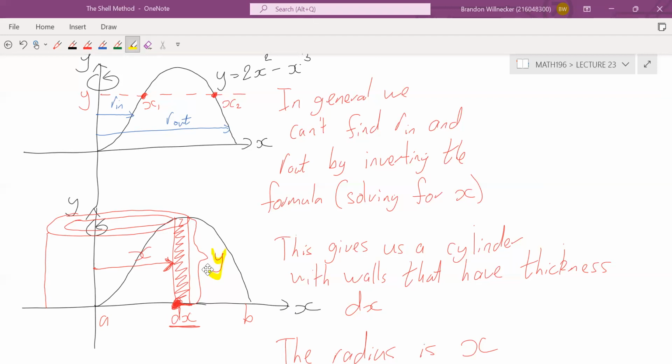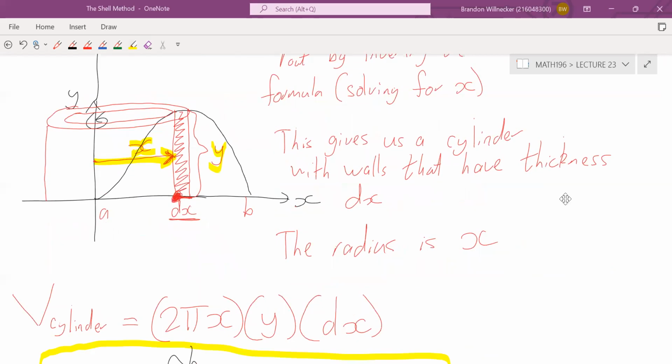What's the radius of the cylinder? The radius is the distance from the center of the cylinder out to the end. That's this distance here, and it's just x, because it's some distance along the x-axis. So the thickness of the cylinder is dx, the height is y, and the radius is x. We can just use those three to find the volume.